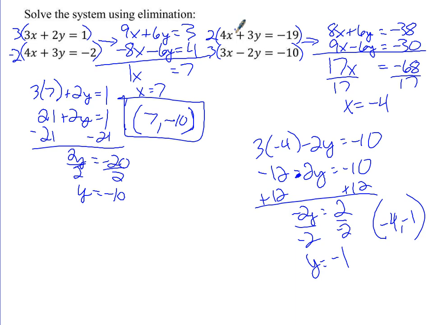Negative 16. What do we get here? Negative 3. Negative 16 plus negative 3? Negative 19. We're good. How about negative 4 here and negative 1 here? What do we get here? Negative 12. What do we get here? Positive 2. So negative 12 plus 2 is negative 10. So therefore, we have the correct answer, and we're good to move on.